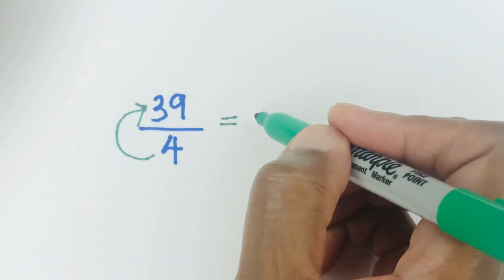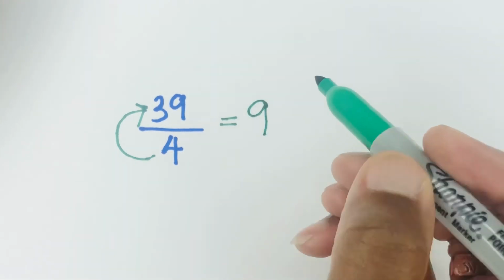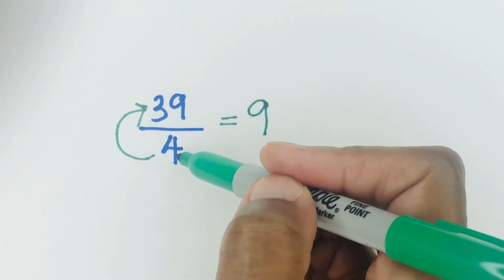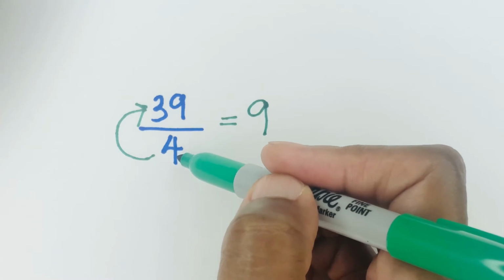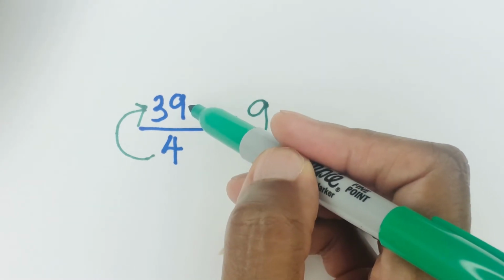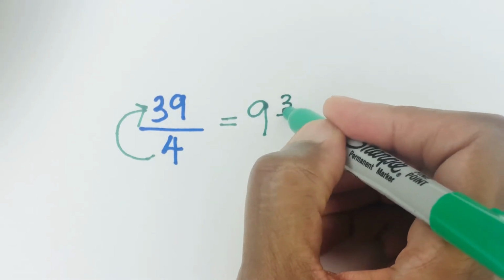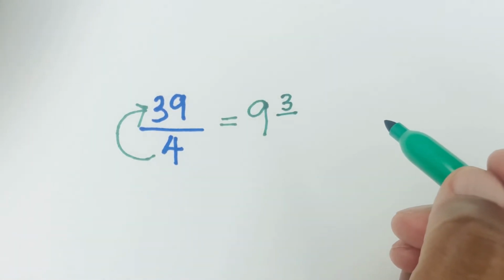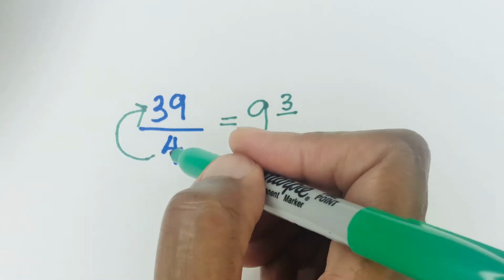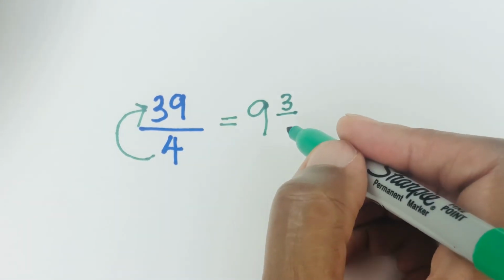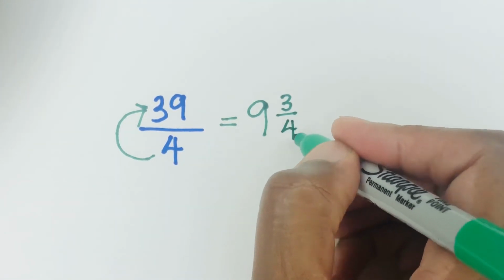Okay, good. So we got a 9 again, right? Because 9 times 4 is 36. How far is 36 away from 39? Okay, good. So it's 3 away. So that becomes our new numerator of the mixed fraction. And then you would repeat your denominator, which is the whole part 4.